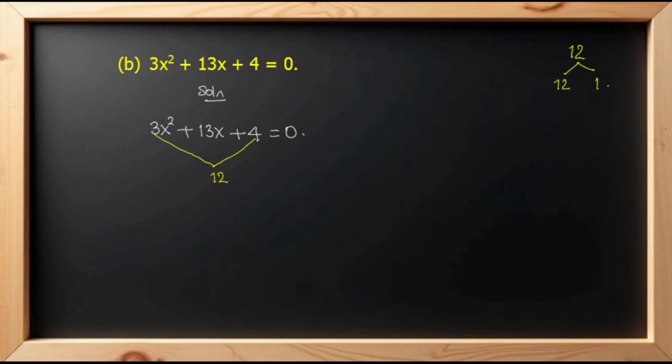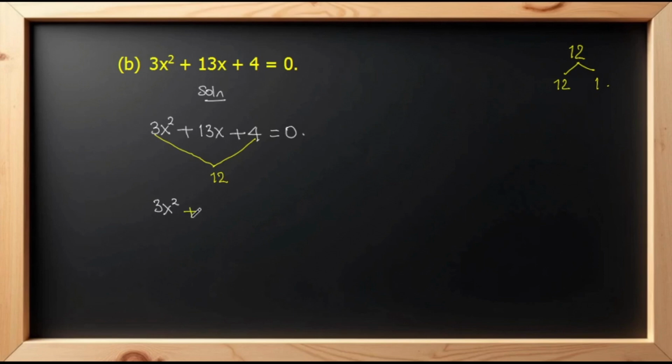Now let's write this equation again as it appeared before, and we have here 3x squared. So let's replace 13x with our new factors, that is 12 and 1.